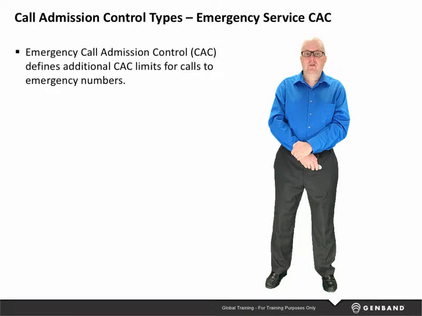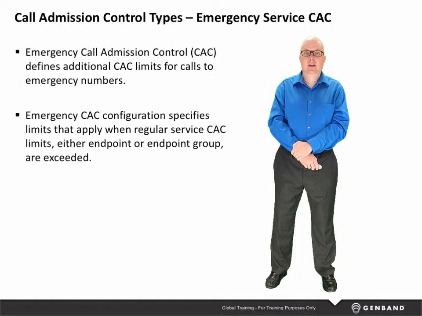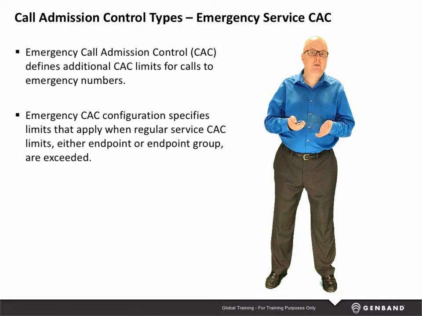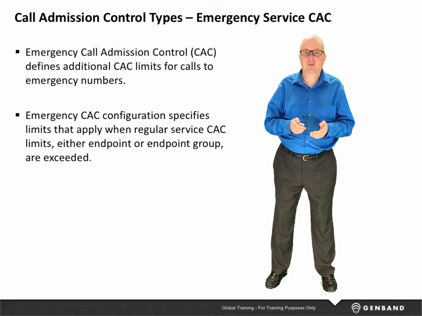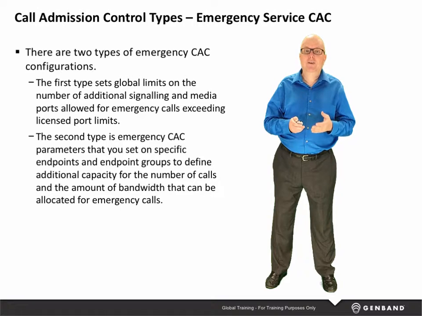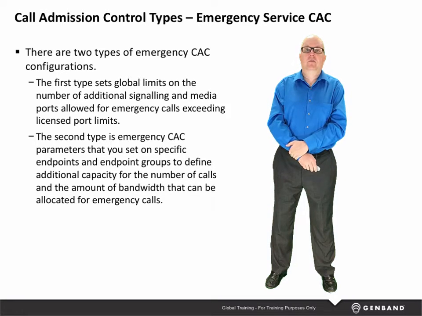Now, regarding emergency calling limits, we can configure these limits based on a global setting that says, is there going to be a limit to how many emergency calls I'm going to allow through above and beyond their individual call limits? Or I could assign that at a lower level to a group of endpoints, but the configuration can be done in two places.